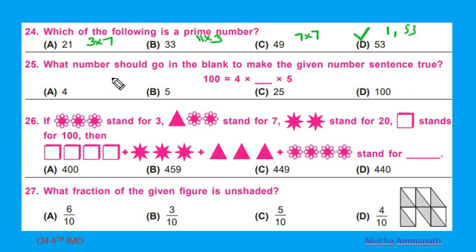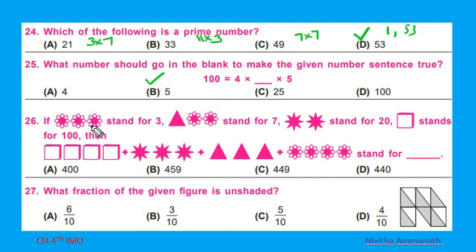Next one. What number should go in the blank to make the given number sentence true? 100 equal to 4 into 1 number into 5. 4 into 5 means 20. 20 into 1 number equal to 100. Which is the number? 20 into 5 equal to 100. So 5 is the correct option.